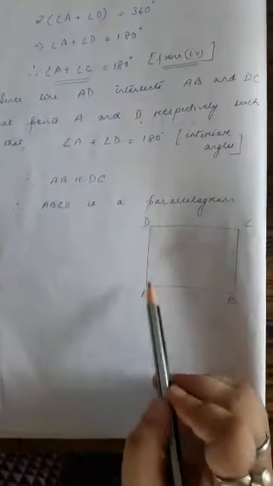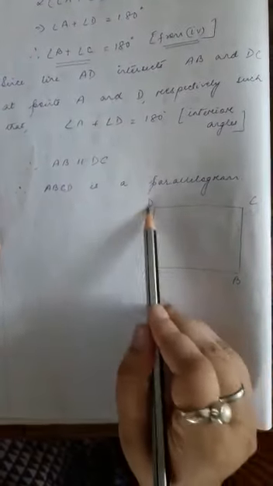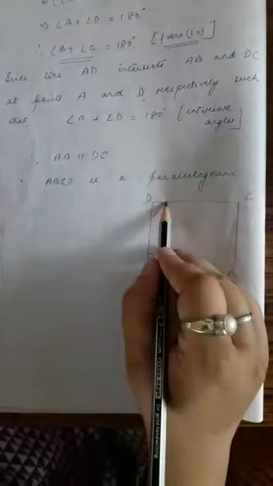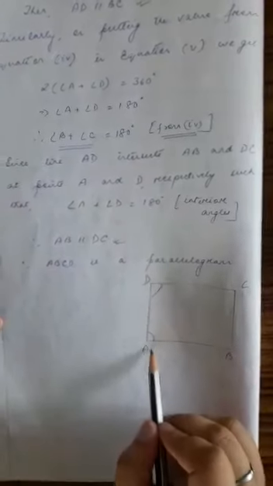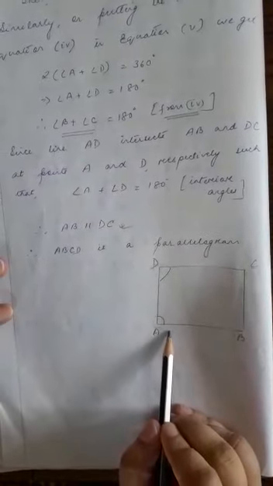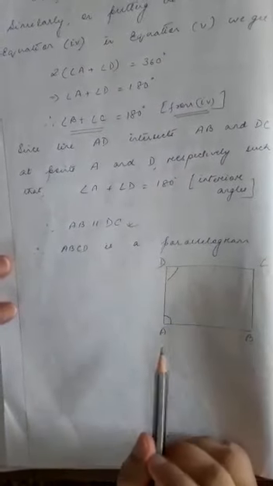Now AD intersects AB and CD at the points A and D respectively, such that angle A plus angle D is 180 degrees because they are interior angles. Therefore we can say that AB is parallel to CD. So we got AD is parallel to BC, and AB is parallel to CD. So we can say that ABCD is a parallelogram because the opposite sides are parallel to each other. Right. So if the opposite angles of a quadrilateral are equal, then this quadrilateral is a parallelogram.